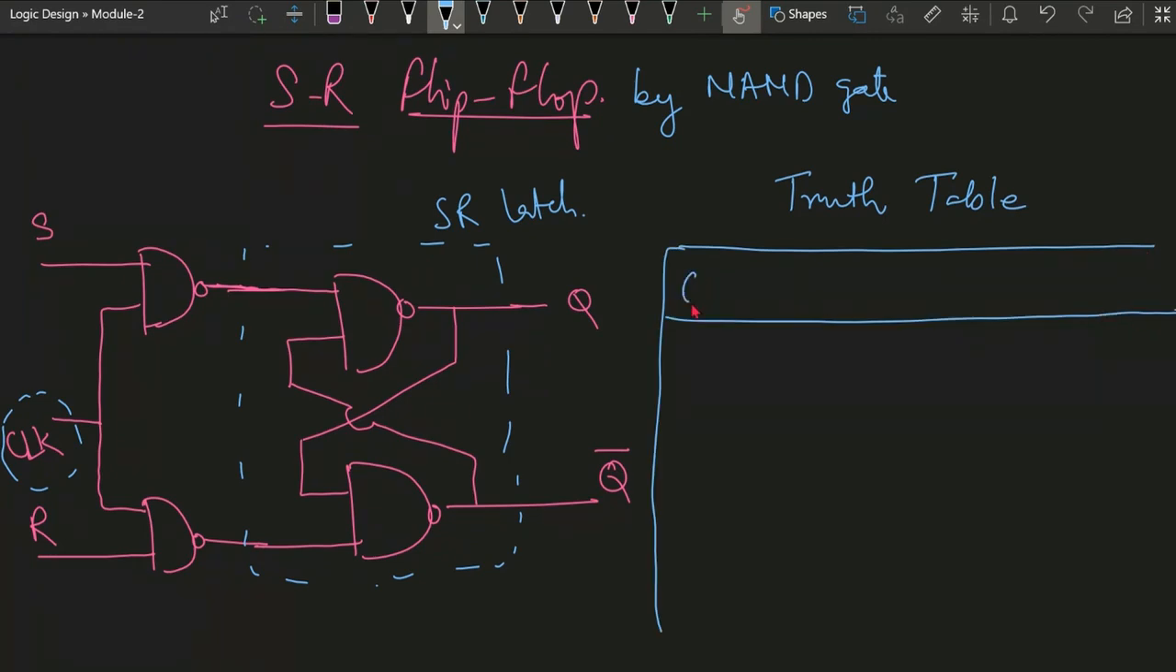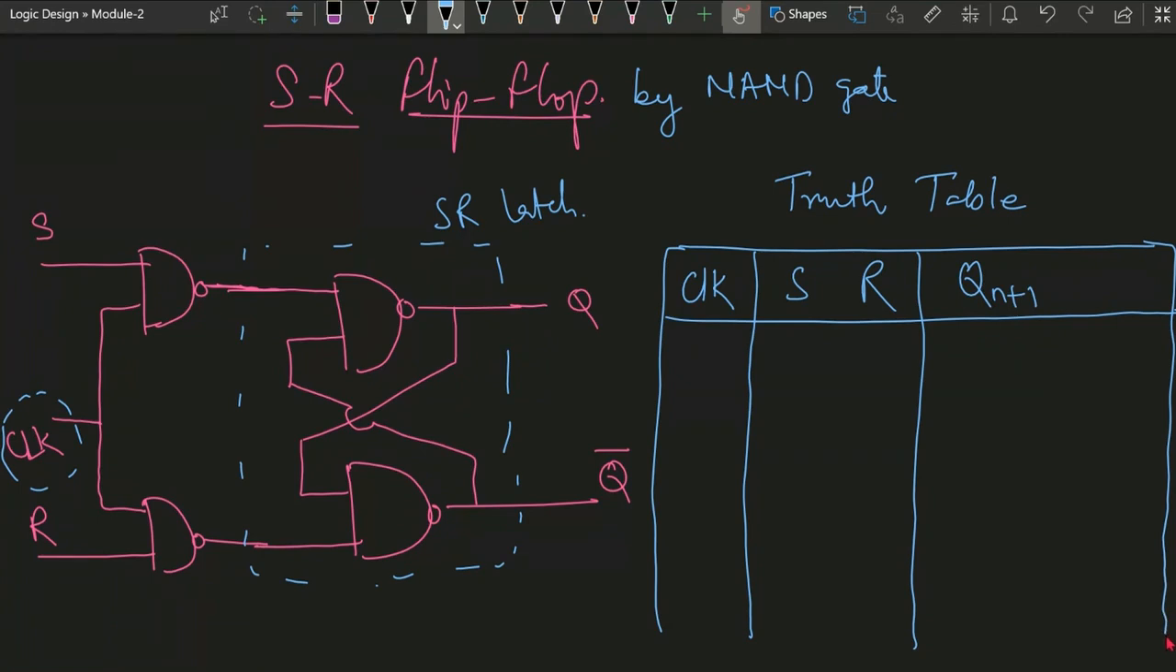So in the truth table, the first input will be the clock also. So the clock will be one of the inputs. Then there will be S and R as the input, then q n plus 1. So q n plus 1 indicates the next value of the output, that is q. Starting with the implementation, we will see if the clock is 0. At that time, whatever the inputs S and R are, it has no effect on the output basically. Because based on the clock only, it is always 1 and 1. So the output will be 1 and 1 here.